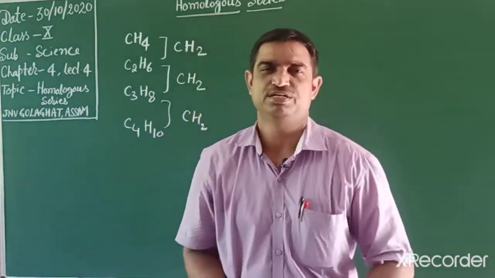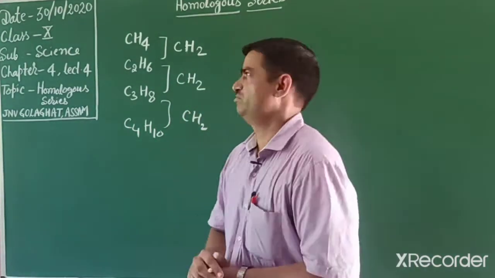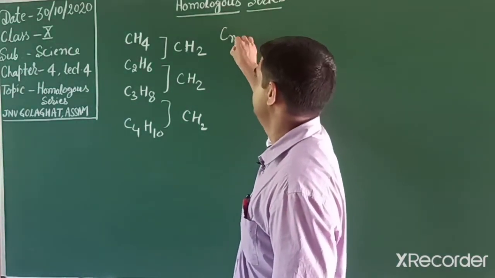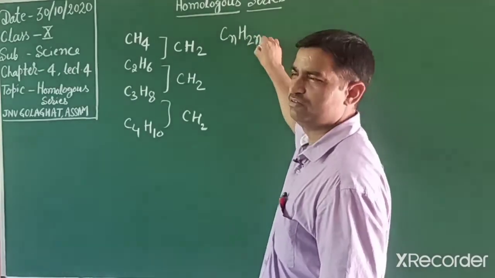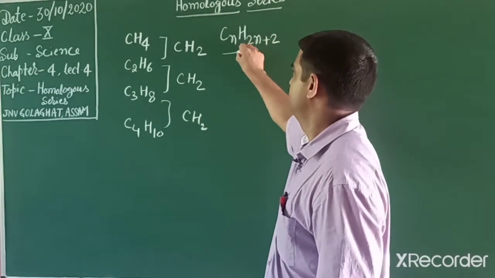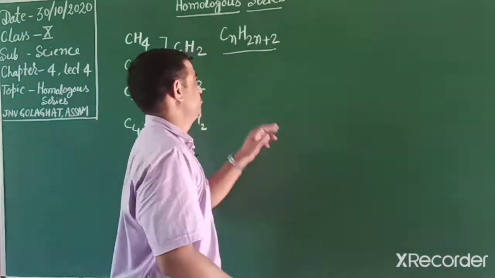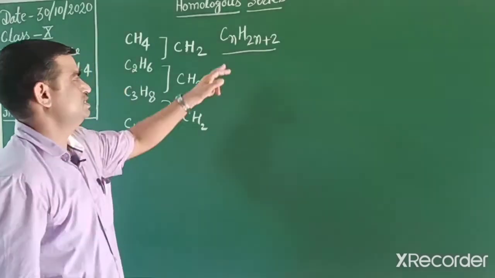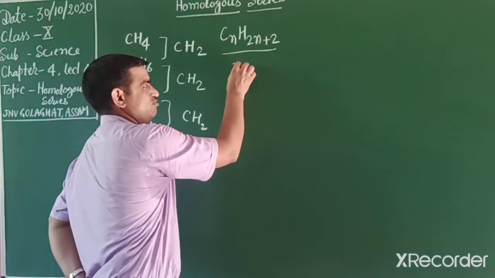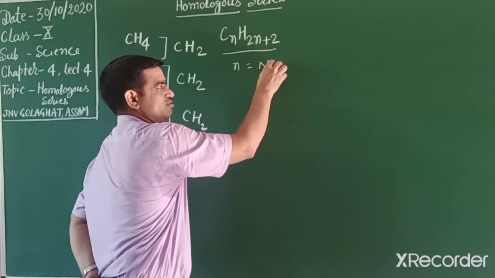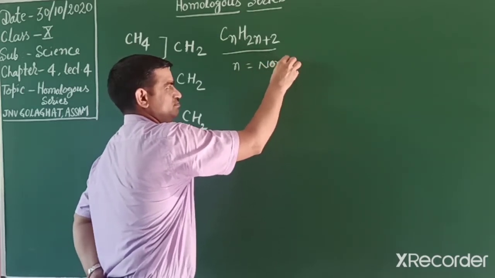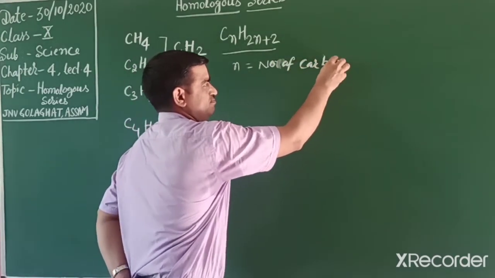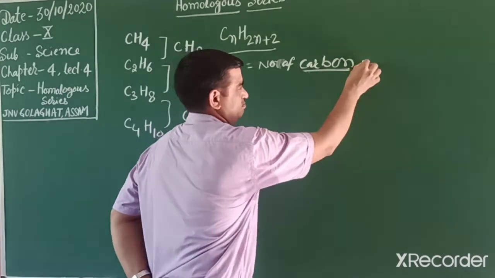These compounds we can represent by a general chemical formula. That general chemical formula we can write here: CnH2n+2. What is n? n means the number of carbon atoms.